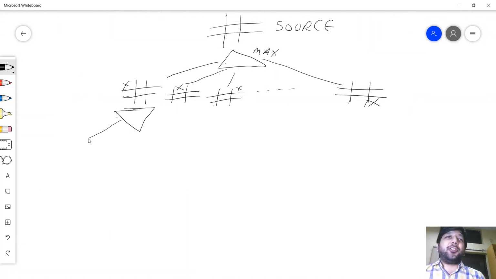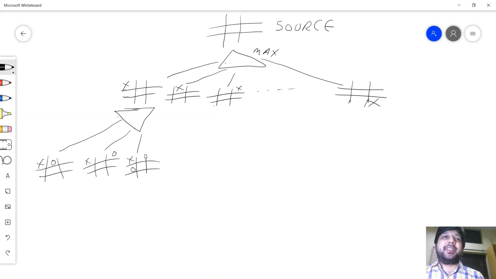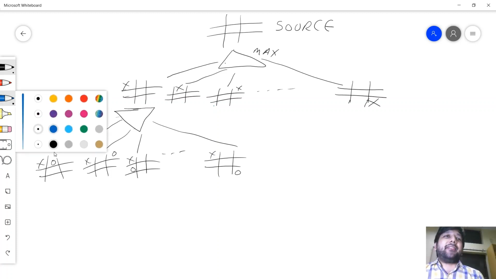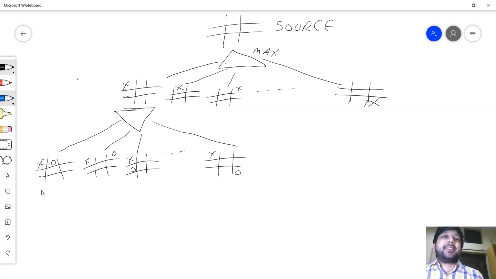And therefore, what all options does the opponent have? This X is fixed. It could be an O here. It could be an O here. It could be an O here. It could be an O here. And again, I'll assume that I somehow have the utility values. So let's say it's a -1, it's a +1, it's a 0, it's a +1.